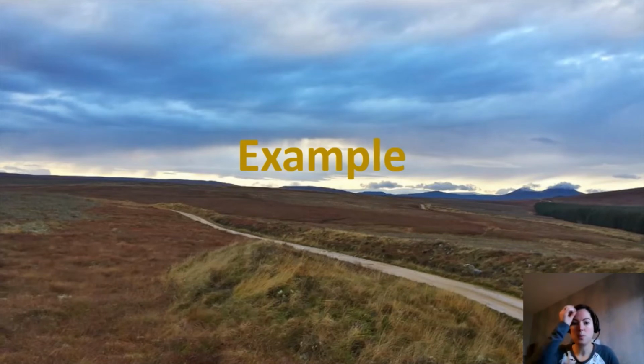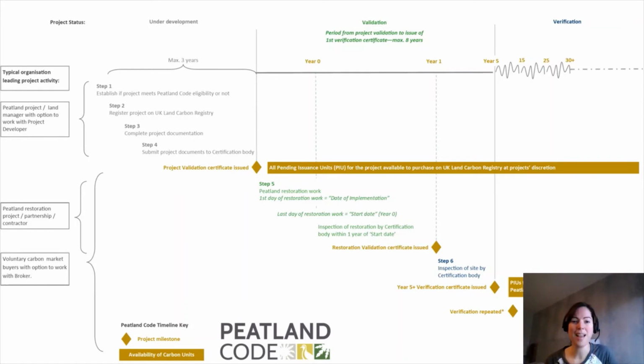So I'll now talk you through an example of how you actually go through the process of the code, how it works, and what kind of numbers we are looking at. This diagram is also on our website, so I'm just putting it up here so you're aware of it. I'm not going to speak through it, but it shows you when you need to do which steps, when you get your units, and when you can sell them, and all of that.